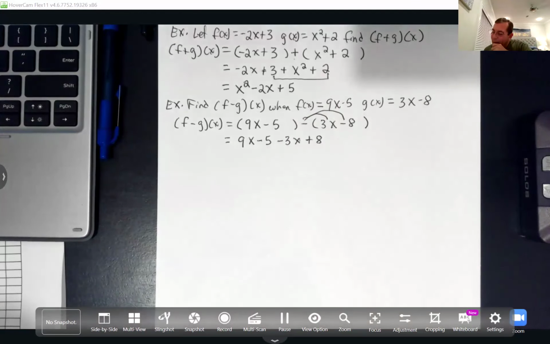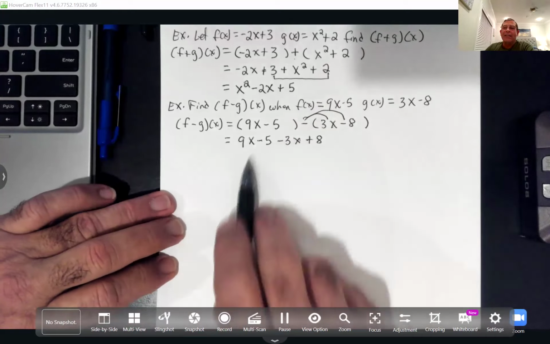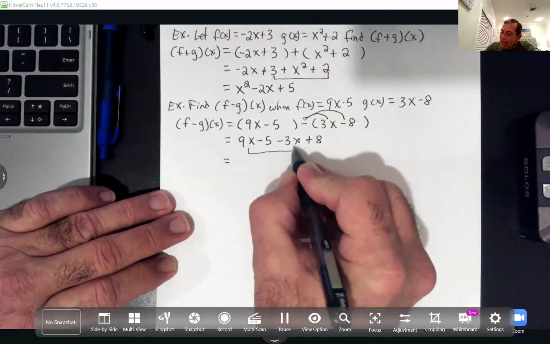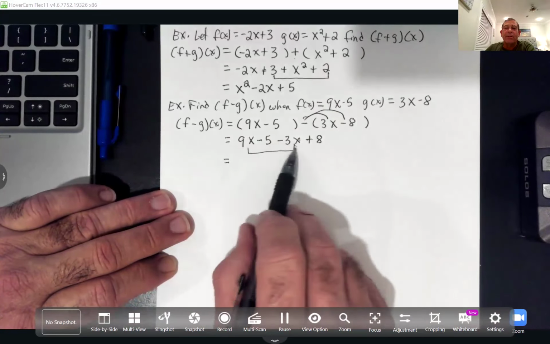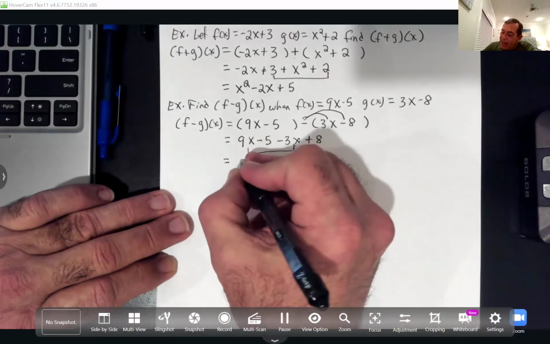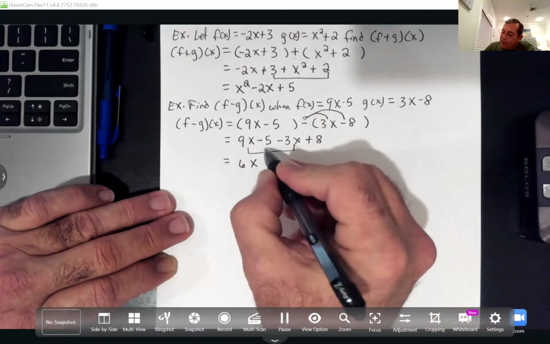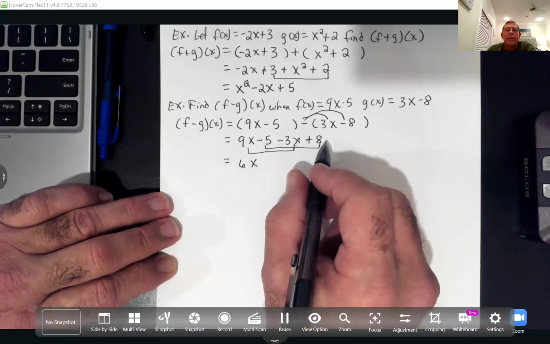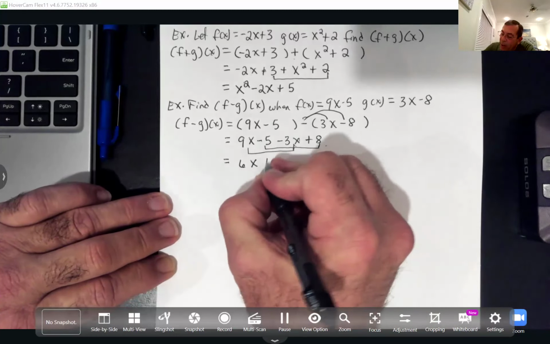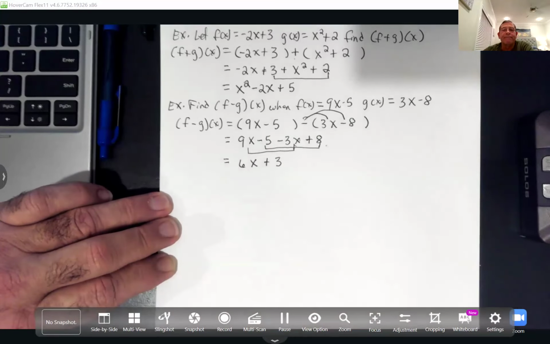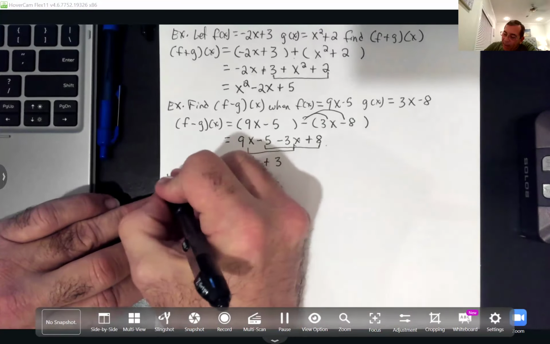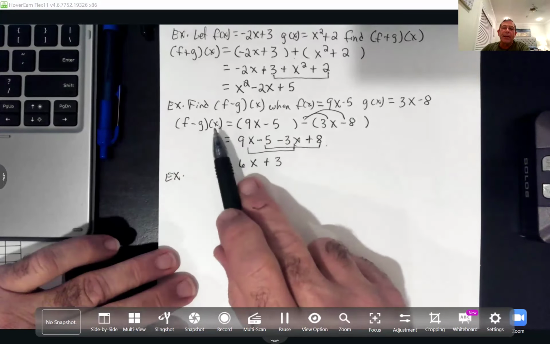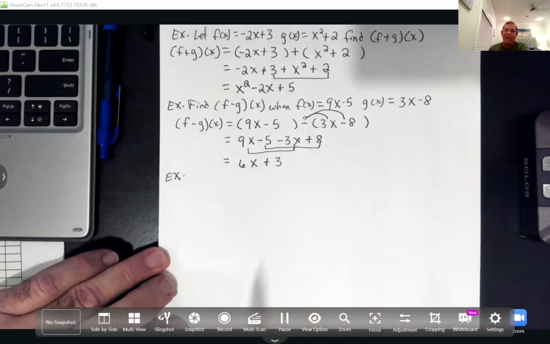Good job. Oh, and y'all look at this. I got all kinds of like terms. This 9x and that negative 3x, they're like terms, so that'll just give me a 6x. This negative 5 and positive 8, they're like terms, and 8 minus 5 just gives me what? A positive 3. Okay, y'all. So notice I had variables. They didn't give me numbers. So the variable stayed again, okay?